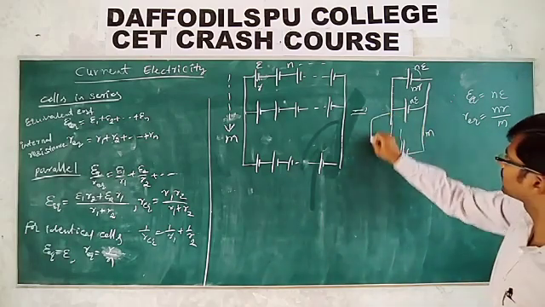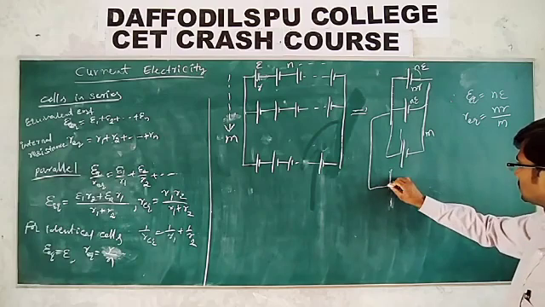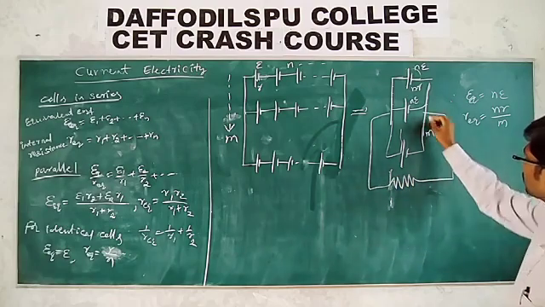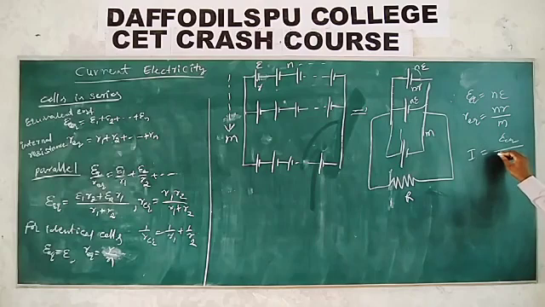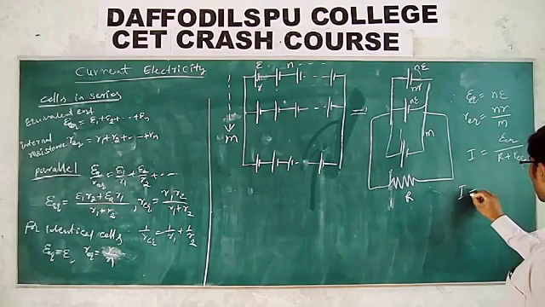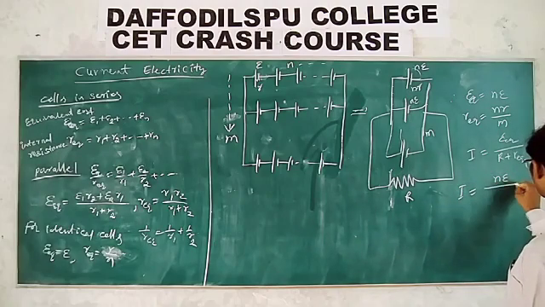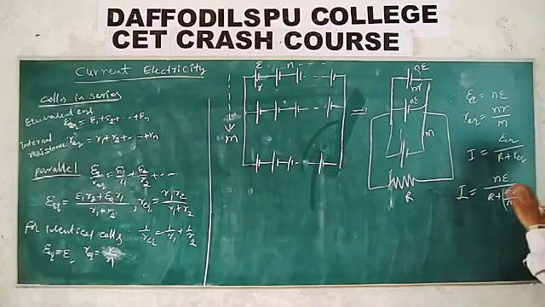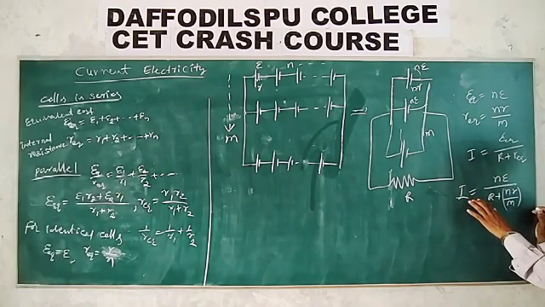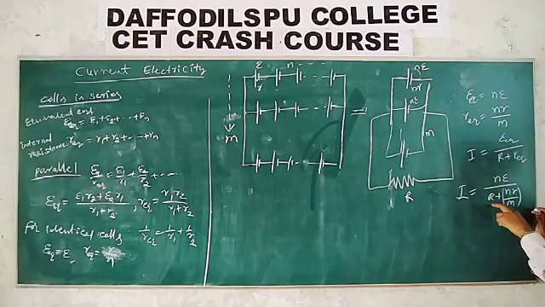Now if this combination is connected to an external resistor R, what is the current in the circuit? I is equal to E equivalent by R plus R equivalent. Then I is equal to n E by R plus n r by m. This is the current in the circuit. When is the current maximum? If there is no external resistance, or the external resistance is small, the current will be maximum.